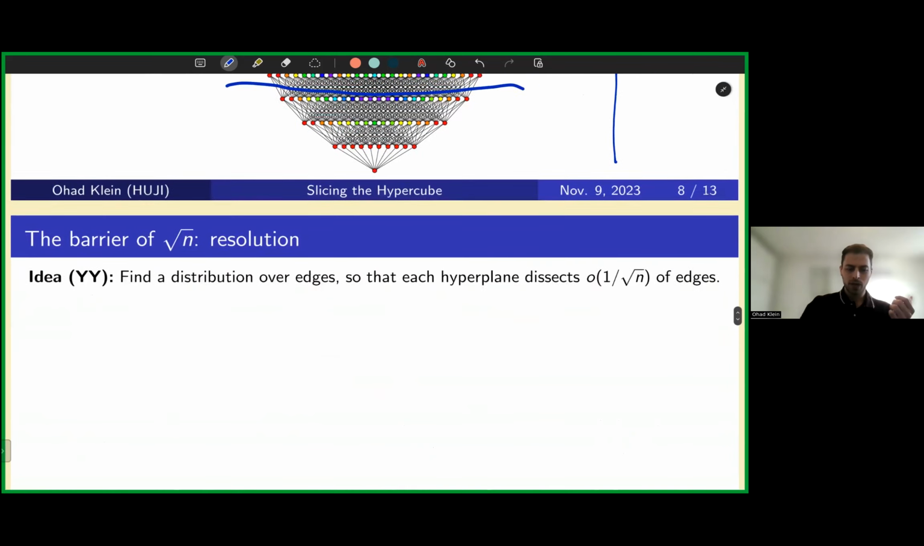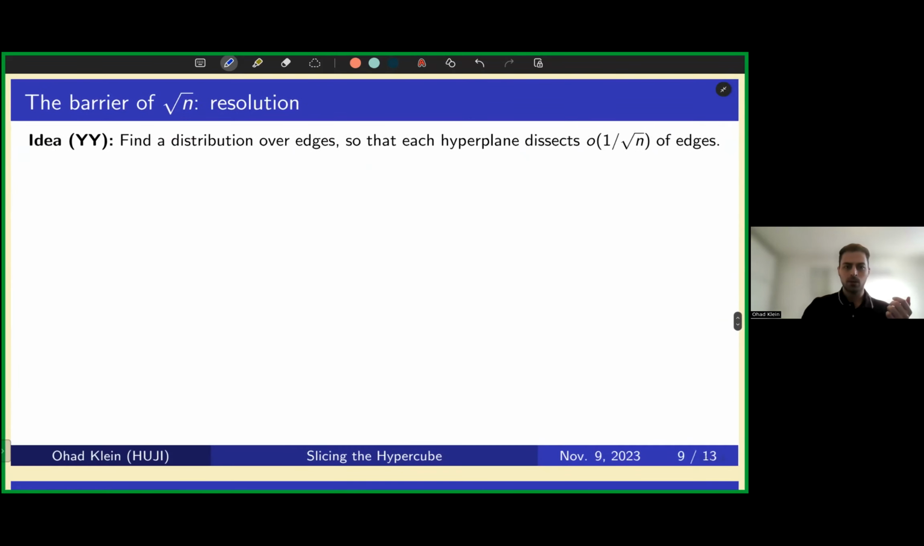The idea of Yehuda and Yehudayov to overcome this problem is to find a distribution over edges so that each hyperplane can dissect a smaller fraction of edges. This is strictly smaller than 1 over square root of n.